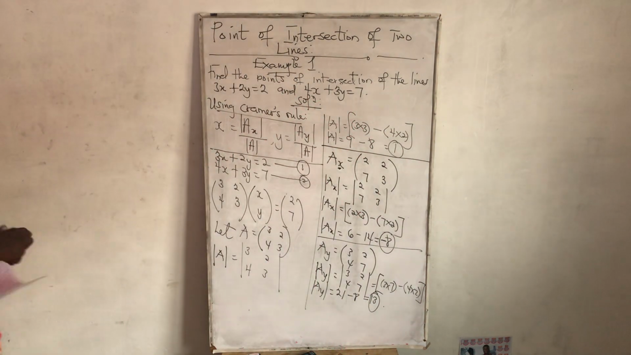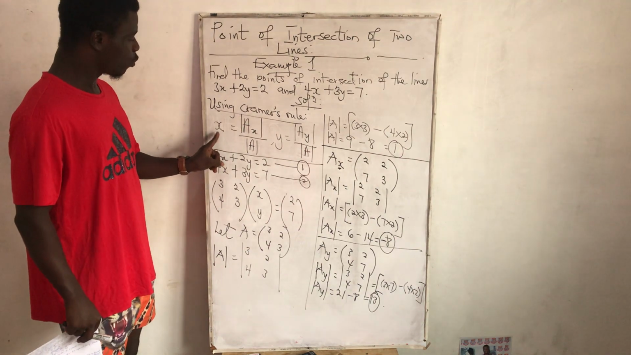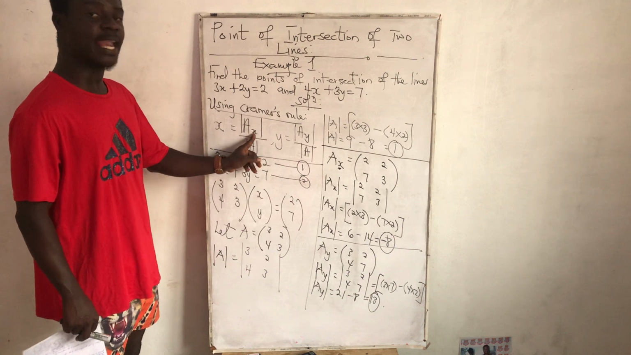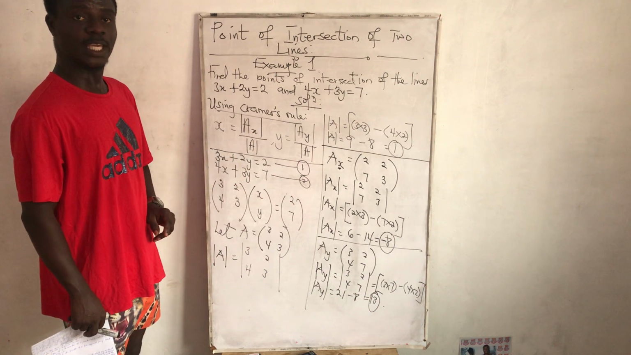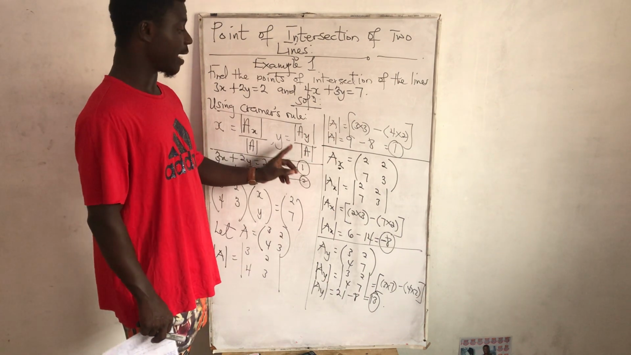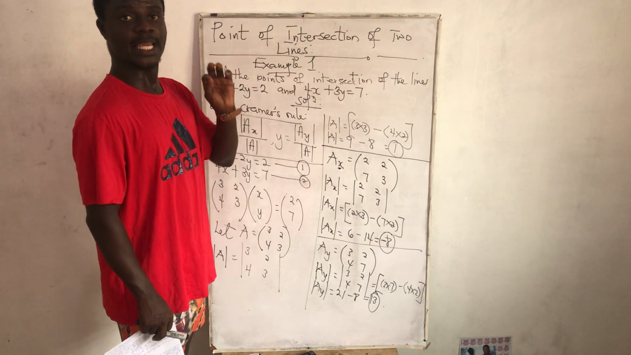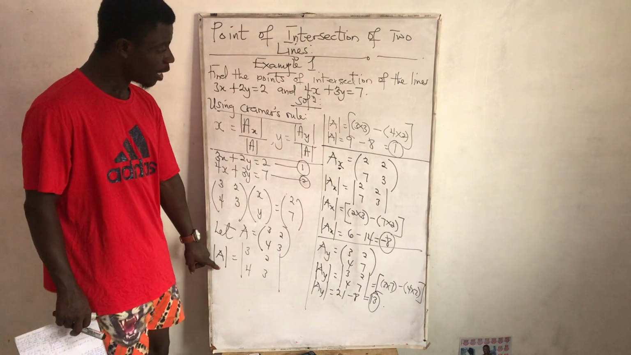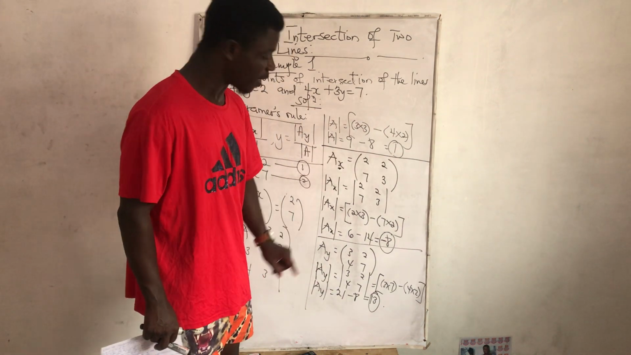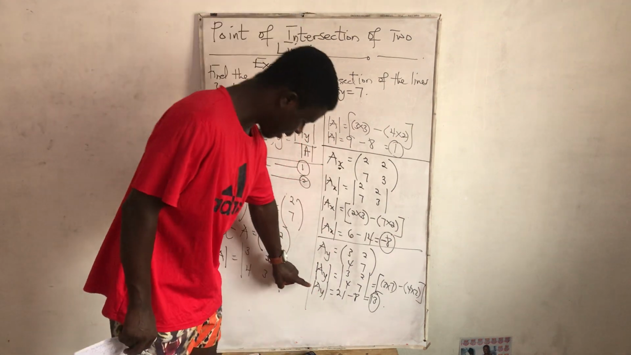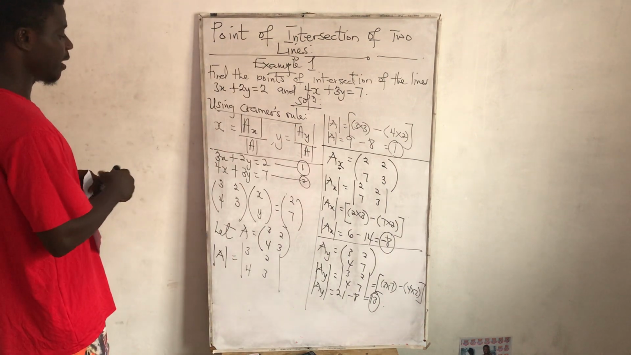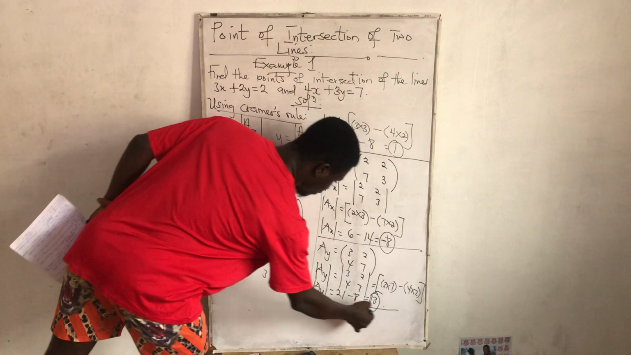Alright, so let's continue. Now, if you want to find the x value, we said that it must be equal to the determinant of Ax all over the determinant of A. Then if you want to find the y value, it is the determinant of Ay all over the determinant of A. So now, we know our determinant of A, which is 1. Then the determinant of Ax is negative 8. Then the determinant of Ay is positive 13. So now we can proceed to find our values.